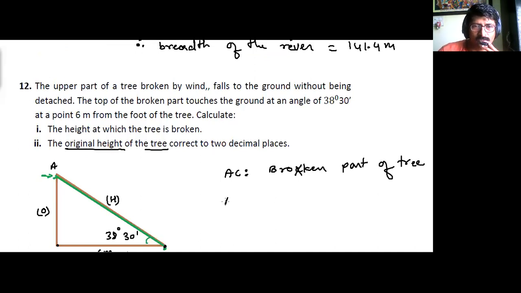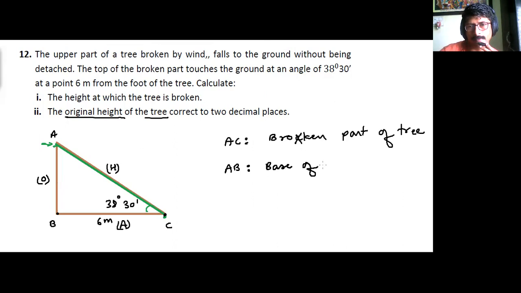Then AB is like the base of the tree, you can say, and AC is like the top part of the tree. And what is this BC? BC is the foot of the tree, and the point or the top point distance.